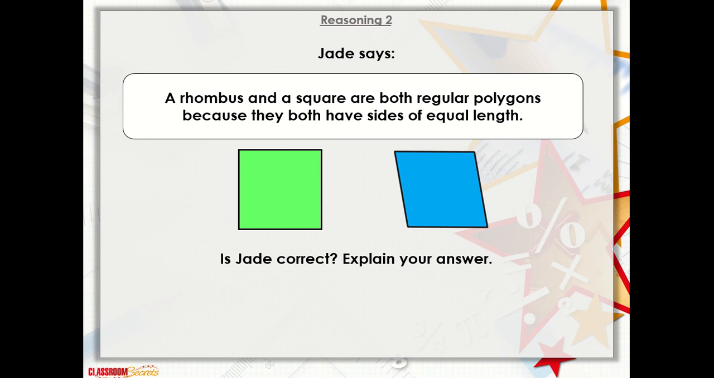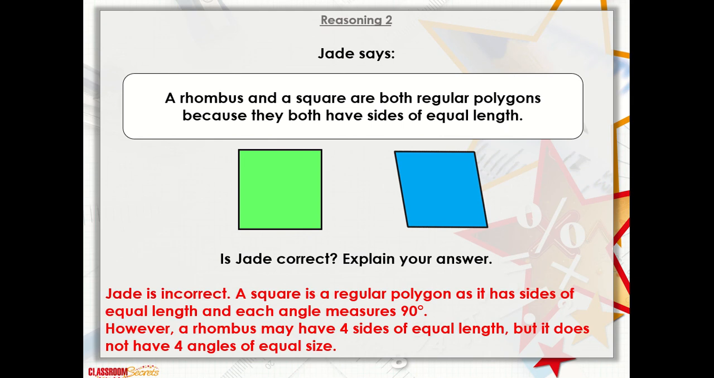Well, if you think about your knowledge, you will also know that it's not just the sides that have to be equal, it's also the angles. That's right. And when we look at the rhombus, that angle there is much wider than that angle there. So the angles are not of equal size. So, no, I think Jade is wrong. She is incorrect, and I've got to explain my answer.